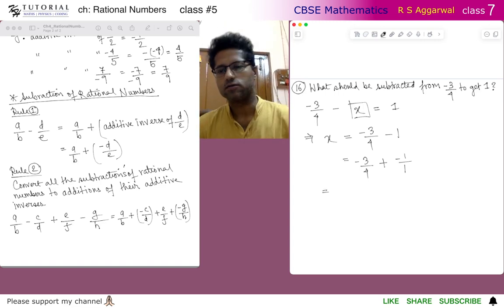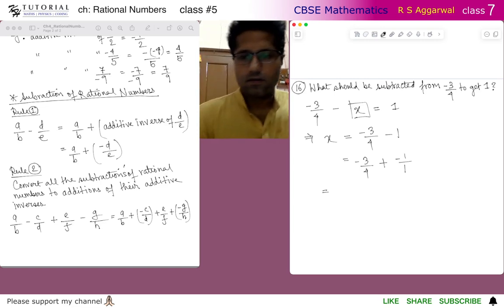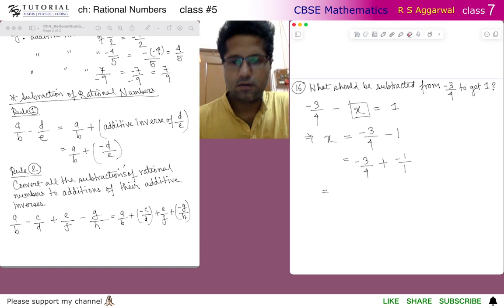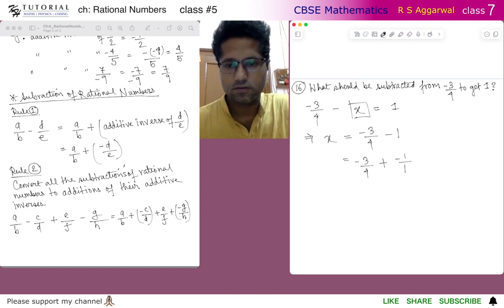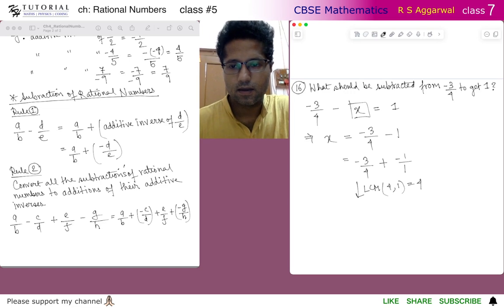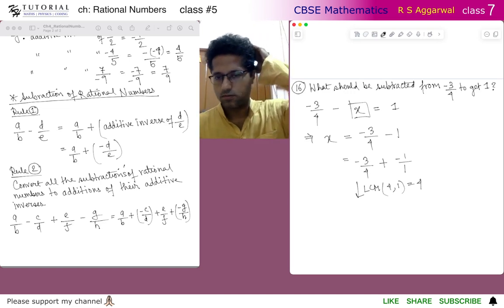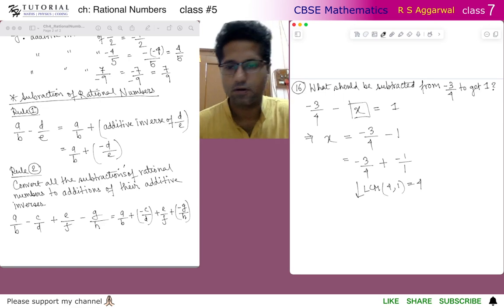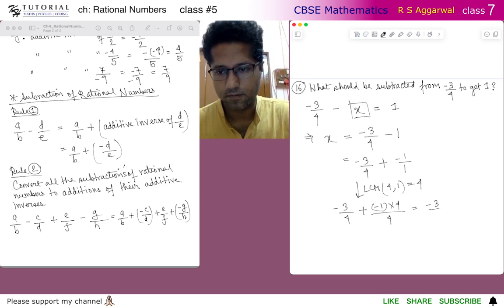So now we have to add these two rational numbers. The denominators are different, so we have to find the LCM of 4 and 1, which is of course 4, and we have to convert the two rational numbers to the equivalent form so that they have a common denominator of 4. So this becomes minus 3 by 4 plus minus 1 into 4 by 4. This is minus 3 by 4 plus minus 4 by 4.